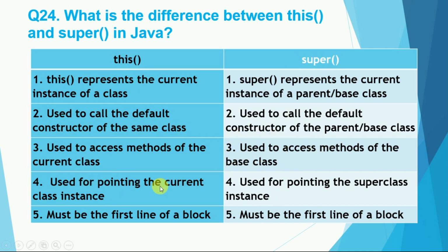This always talks about the current class, current instance, current constructor, default constructor. And super always talks about the base and parent class, used for pointing to the super class instance. If we talk about this, it must be the first line of a block. If we want to use the this keyword or this method, you must write it in the first line of a block. And super must also be the first line of a block. Okay, so I hope you understood.